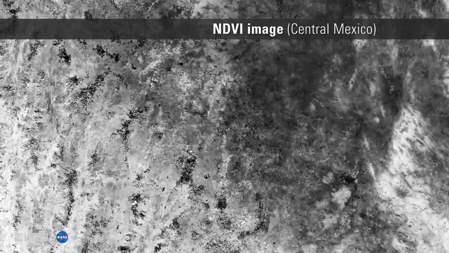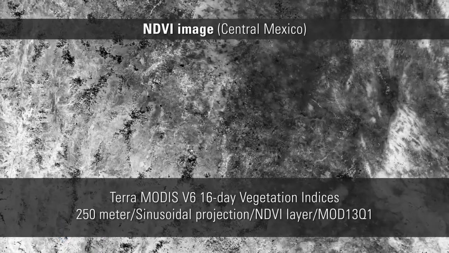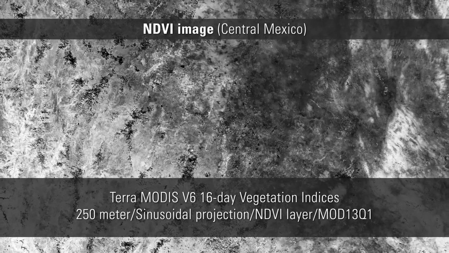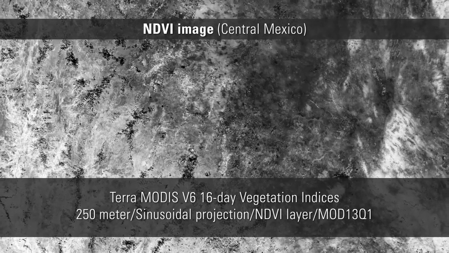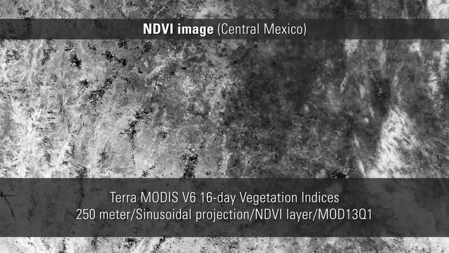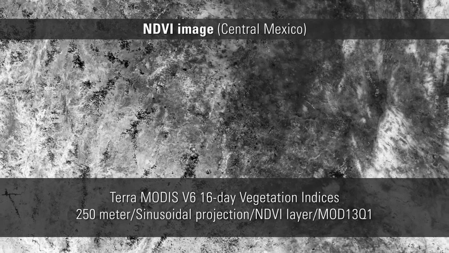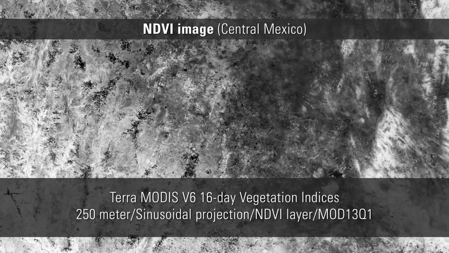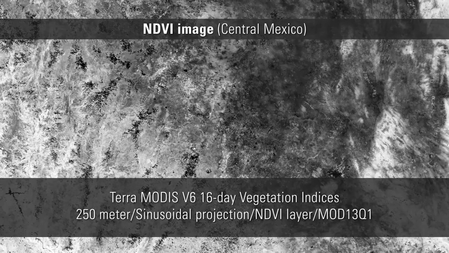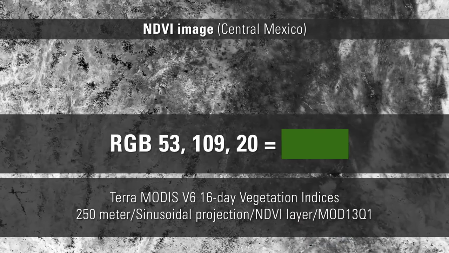Here's an example of an NDVI image of central Mexico from August 12th to 27th, 2016, shown using the Terra MODIS version 6 16-day vegetation indices 250-meter level 3 tiled in sinusoidal grid projection product, MOD13Q1. NDVI is available as a single science dataset. A color map can be used to better visualize variations in the presence of vegetation.